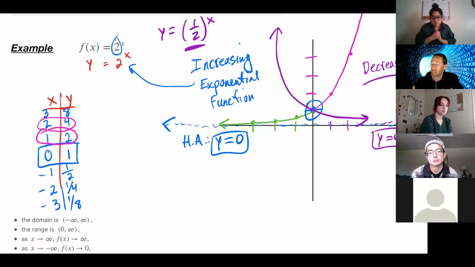Okay? I use that joke about Meghan Trainor and it being all about that base so that you guys remember that's what matters, is the base. Okay? If it's bigger than 1, it's going to grow. If it's a fraction between 0 and 1, it's going to decay. You guys all good with that?